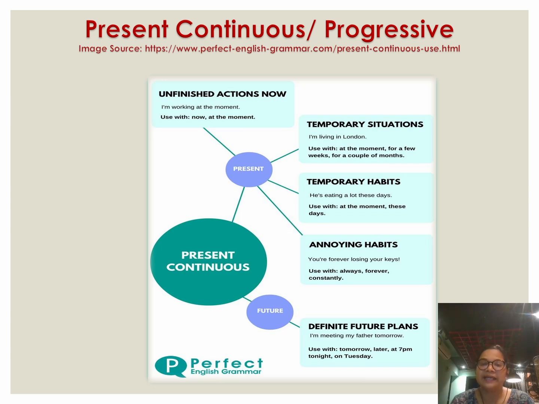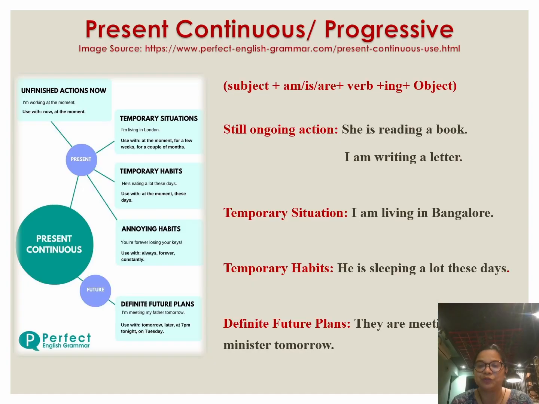What do we use it for? It can be an unfinished action. It can be a temporary situation. It can be a temporary habit. It can be an annoying habit. It can be a definite future plan. As you can see in the formula: subject plus am, is or are, depending on first person, second person, third person, then verb plus ing plus object.